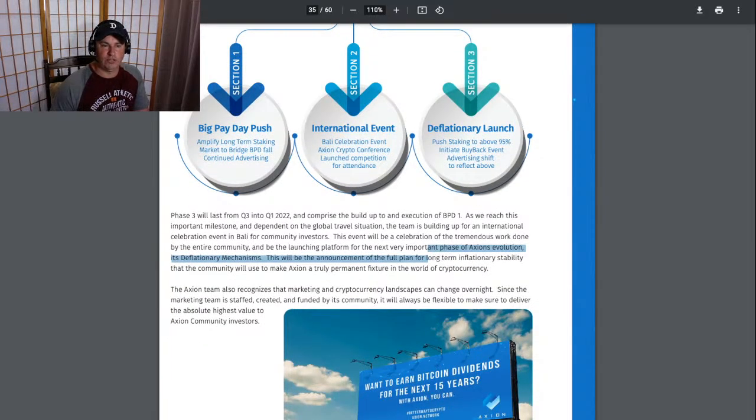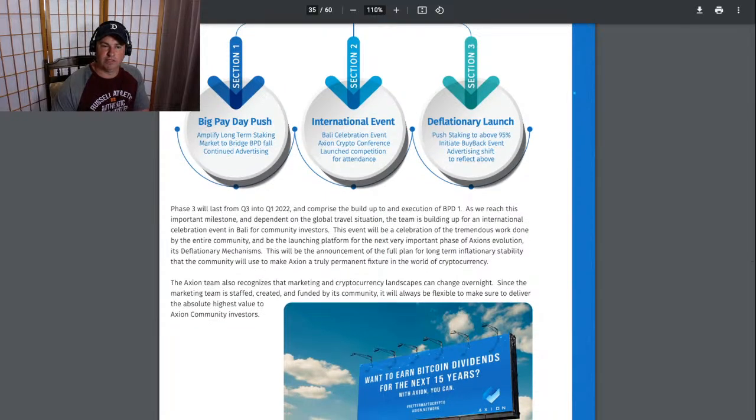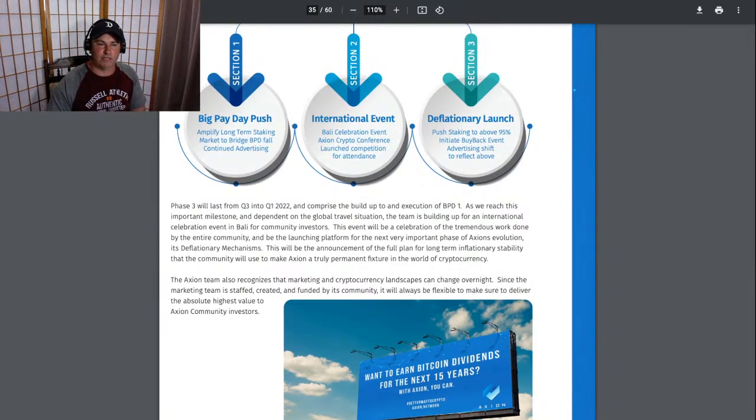Phase 3 will last from Q3 to Q1 2022, comprising the build up to and execution of Big Payday 1. So Big Payday 1 is obviously a big deal, which is like October, I think 29th, something like that. As we reach this important milestone and dependent on the global travel situation, the team is building up for an international celebration event in Bali for community investors. This event will celebrate the tremendous work done by the entire community, and be launching a platform for the very next important phase of Axion's evolution and decentralized mechanisms. This will be the announcement of the full plan of the long-term inflationary stability that the community will use to make Axion a truly permanent fixture in the world of cryptocurrency. Yeah, you can't do much more exciting than that.